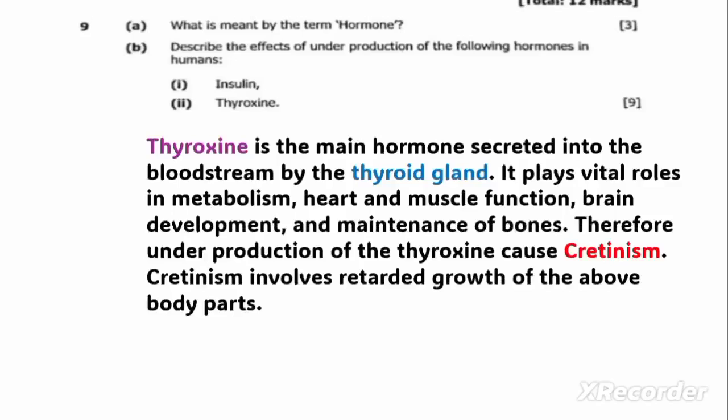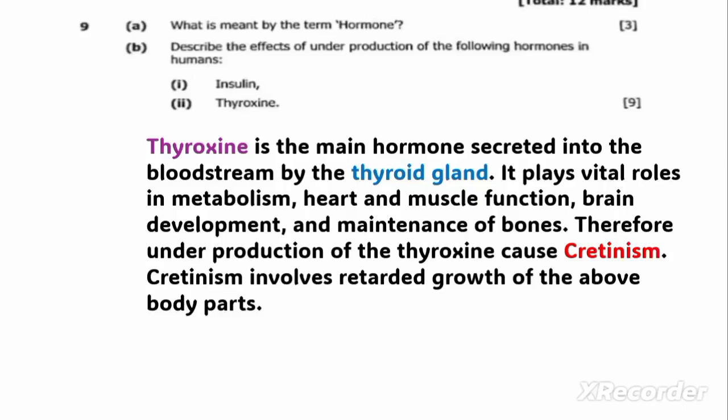So thyroxine is the main hormone secreted in the bloodstream by the thyroid gland. It plays a vital role in metabolism, heart and muscle function, brain development, and maintenance of bones. Therefore, underproduction of thyroxine will lead to cretinism. Cretinism involves retarded growth of the above parts.